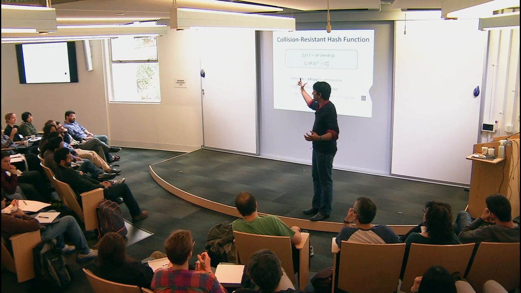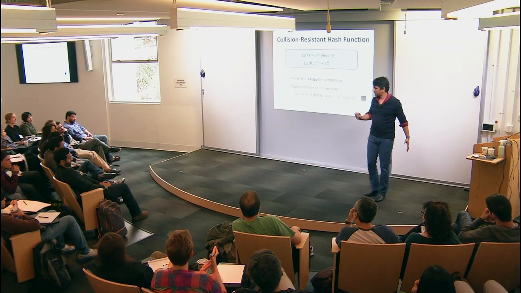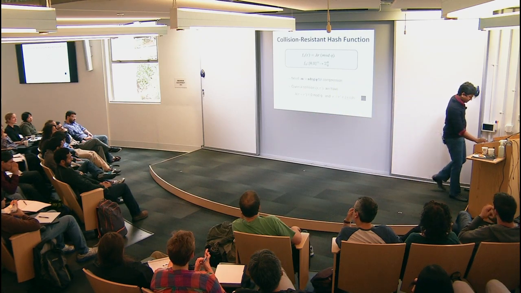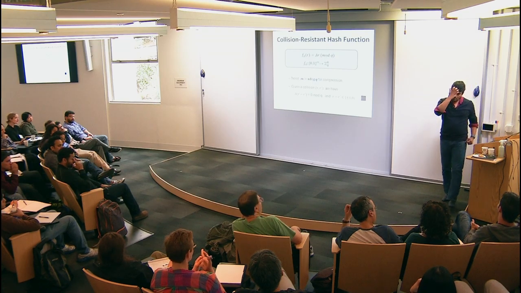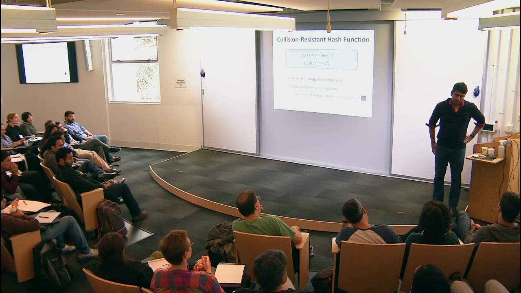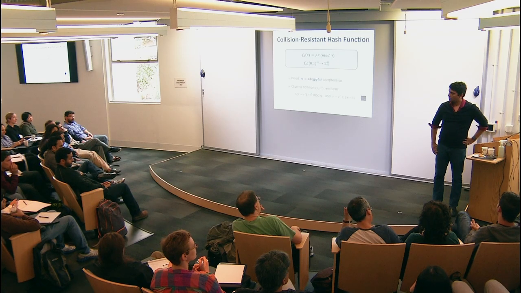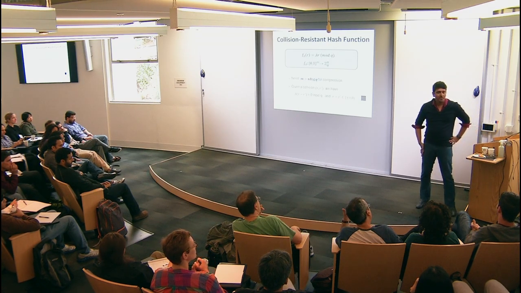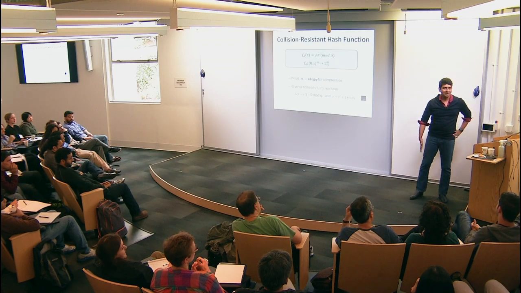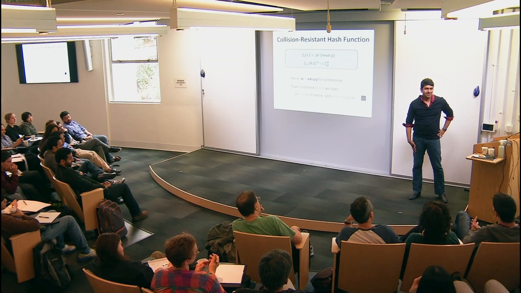Is there any difference in terms of approximation parameter for one-wayness versus collision resistance? Not as far as I know. I mean, the proof of one-wayness goes through collision resistance. That's the best proof I know.